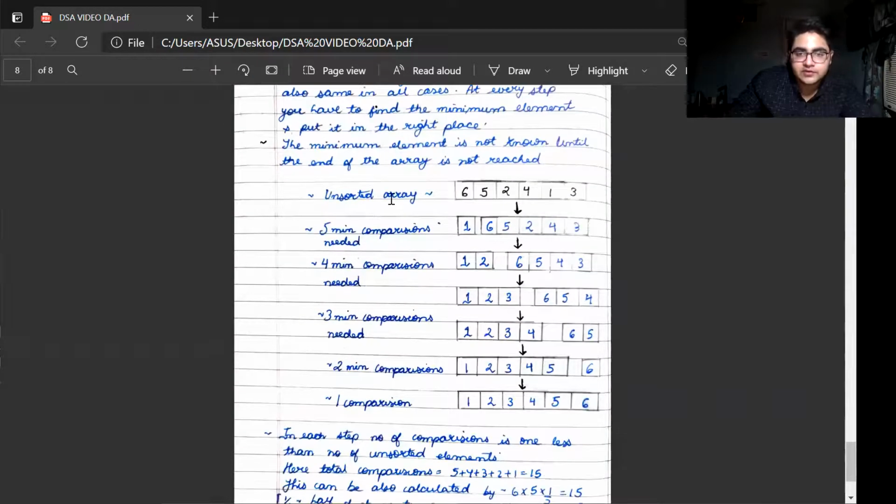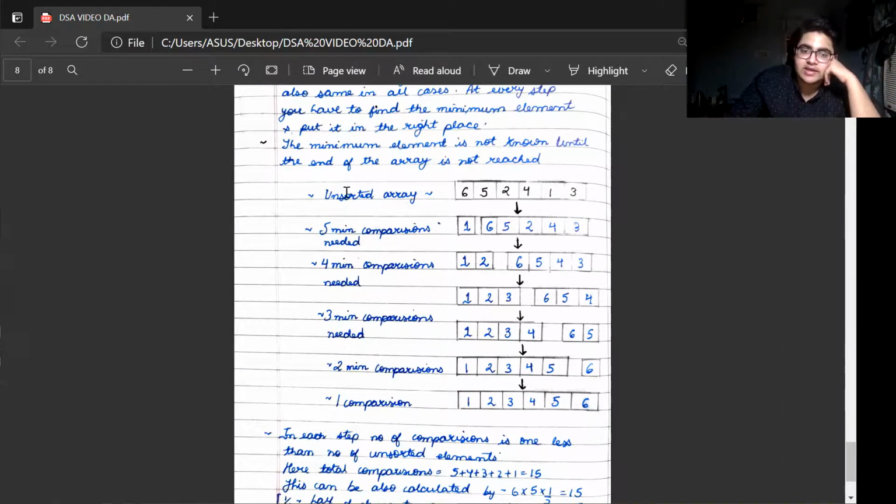So let's start with an unsorted array 6, 5, 2, 4, 1, 3. In the first iteration, we find the minimum element, which is quite clear: here the minimum element is 1. So 1 will be moved from the unsorted to the sorted array, after 5 comparisons. Then we check the minimum element in the remaining unsorted array. Now we find 2 after 4 comparisons. Then 2 moves. Similarly, after 3 comparisons, we get 3, then 4. Then in the end, after one comparison, we get the properly sorted array.